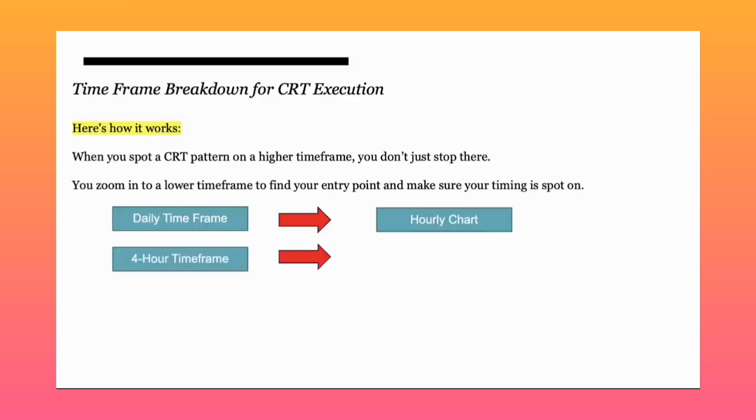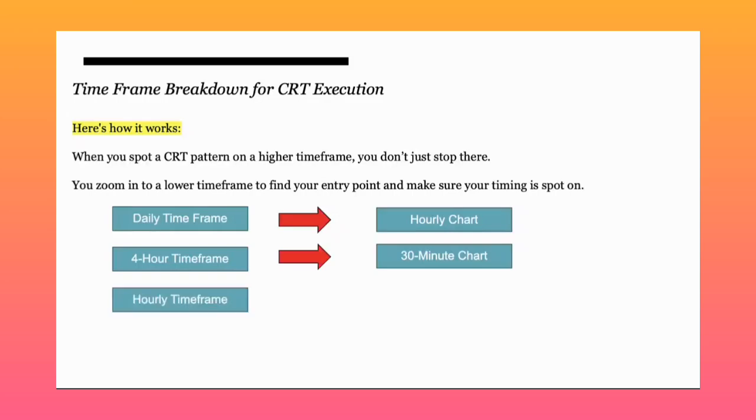Now, if you spot a CRT on the 4-hour time frame, drop down to the 30-minute chart to refine your entry. The smaller time frames provide insight into price movements that aren't as obvious on the higher time frames. Some so-called gurus, who have never traded, recommend the 15-minute time frame as the lower time frame for the 4-hour chart. However, after testing 3,500 setups, we found that the best and most accurate lower time frame for the 4-hour chart is the 30-minute time frame.